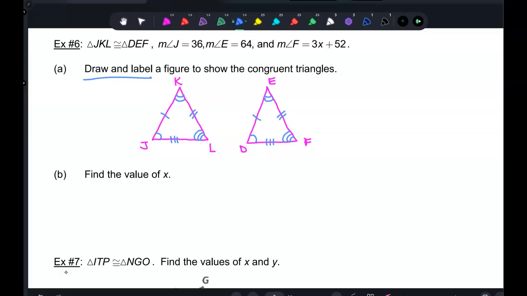Okay, now let's label. What else do we know? So J is 36. That has to mean that D also has to be 36. Good, so that makes this also 36. E is 64. So K has to be 64.